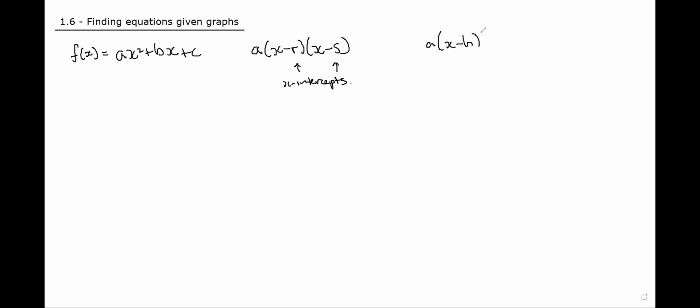In quadratics, we had standard form, which doesn't quite help us, but we also had factored form, and we had vertex form, where h and k are the vertex.